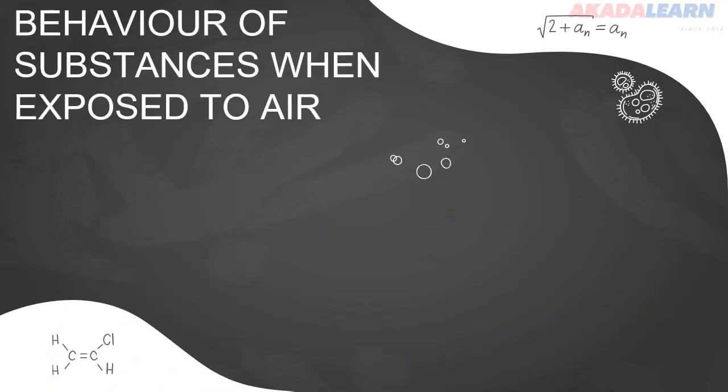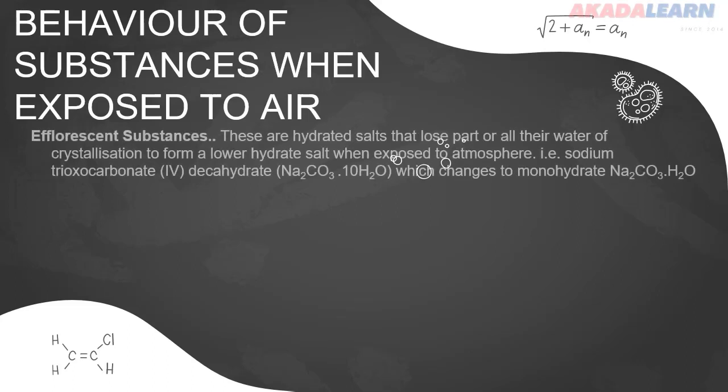Behavior of substances when exposed to air. Now we have the efflorescent substances. These are hydrated salts that lose part or all of their water of crystallization to form a lower hydrate salt when exposed to the atmosphere. Example: sodium carbonate decahydrate, which changes to a monohydrate. It loses about 9 molecules of water.